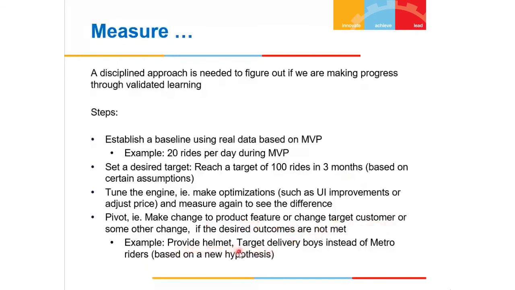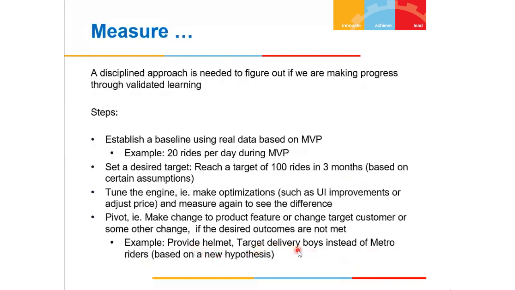Either you can provide a helmet, because if I'm just going to ride a bike and I don't have a helmet, I'm not allowed to ride, so I don't rent the bike. So I can provide a helmet. Or if the normal users going to the metro are not using it, maybe I can target delivery boys of Swiggy and Zomato. Maybe they'll be interested in renting my bike.